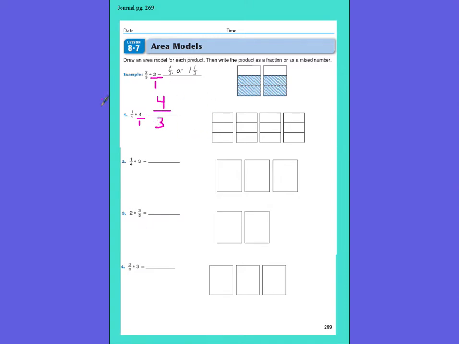Okay. Looking at how we'd represent it is right here. We have 4 wholes. We split them into thirds. We're going to fill in 1/3 of each. And we have 1, 2, 3, 4, and it's broken into thirds. 2 ways to get the same answer.